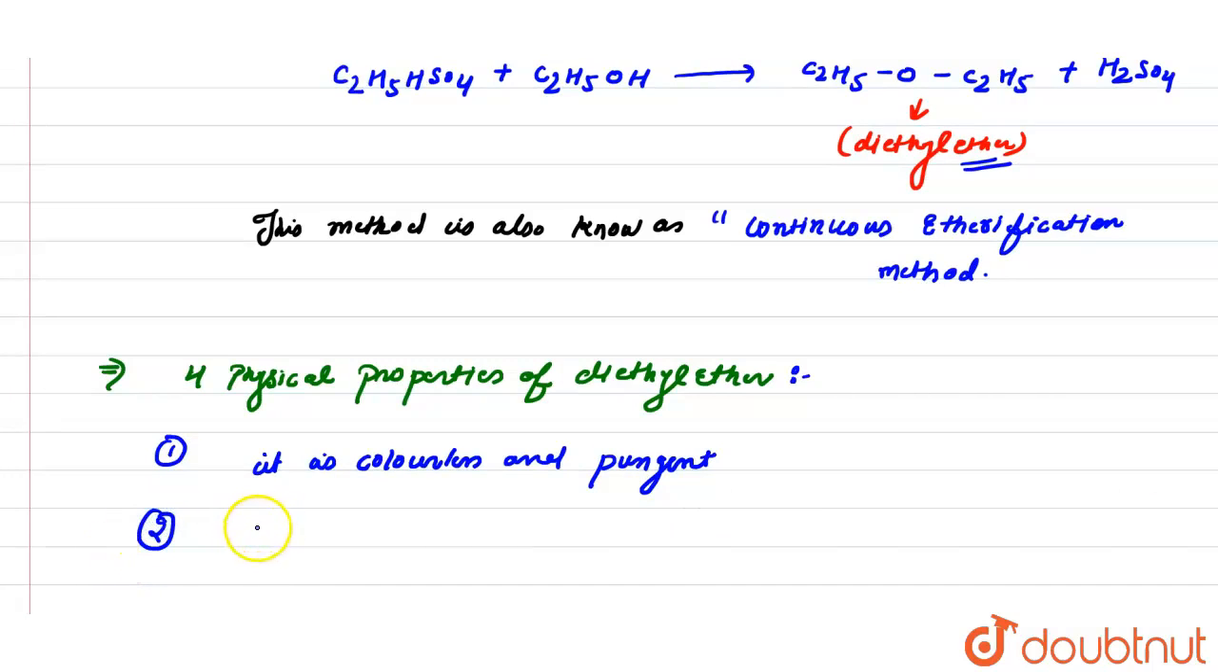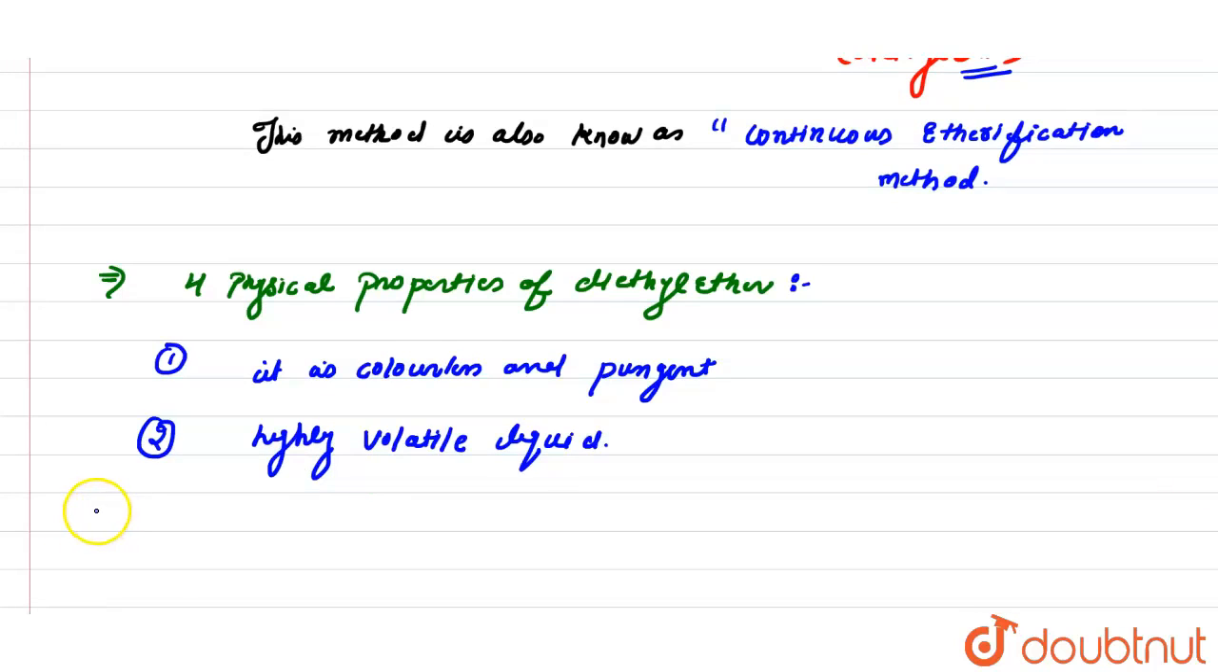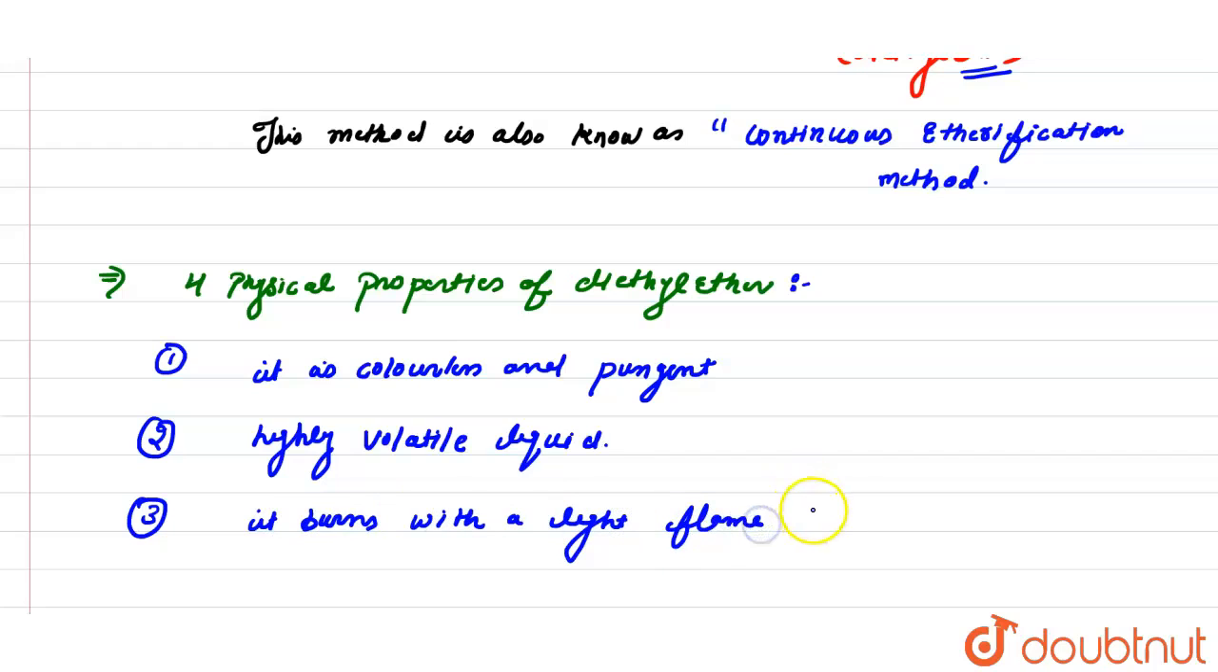The second property is that it is a highly volatile liquid. Next, diethyl ether burns with a light flame, and its boiling point is 34 degrees Celsius.